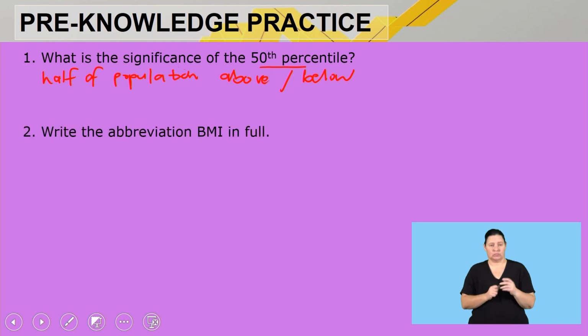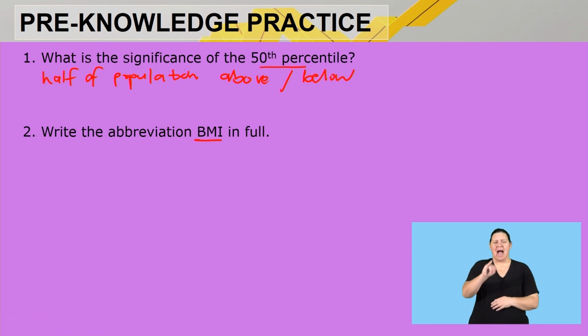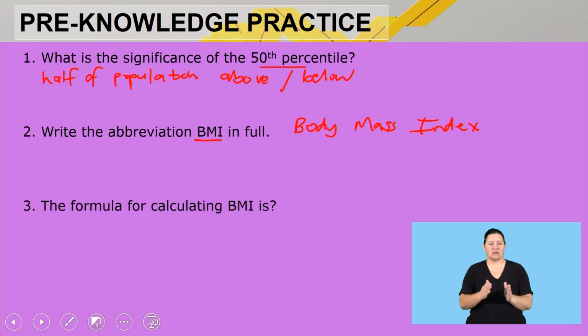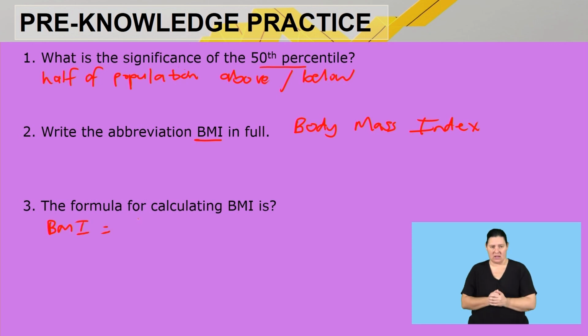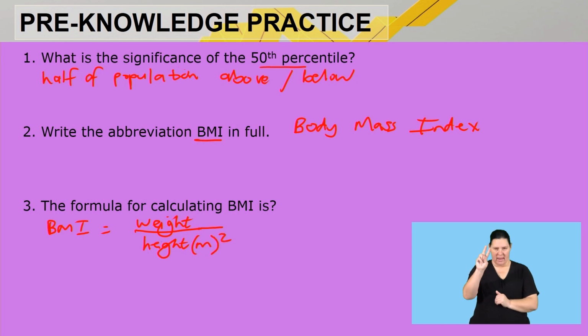Then question number 2, write the abbreviation BMI in full. We know that BMI in full is body mass index. So that's our BMI. And then when we move on, the formula for calculating BMI. I will write it here, BMI equals where we take our weight, and that is in kilograms, divided by our height, and this is in meters squared. Very important to note, it's in meters squared.